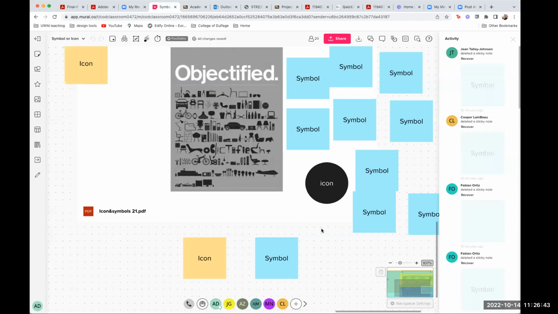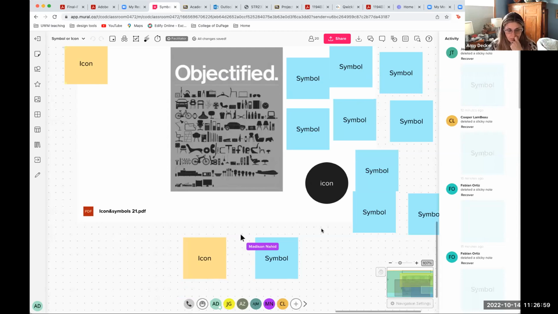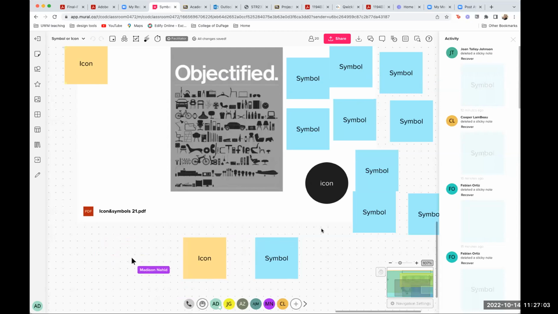Okay. Other thoughts? So you're looking at the fact that they're collectively all together, and that becomes the idea. Yeah. Okay.